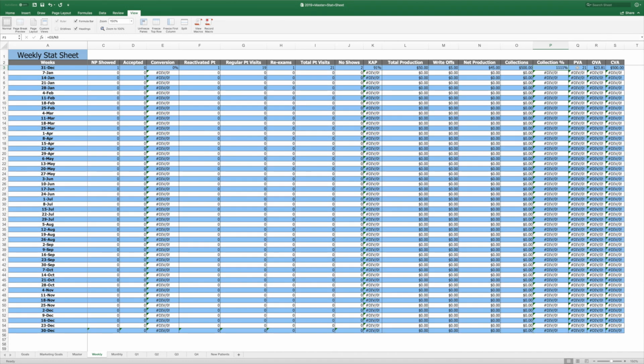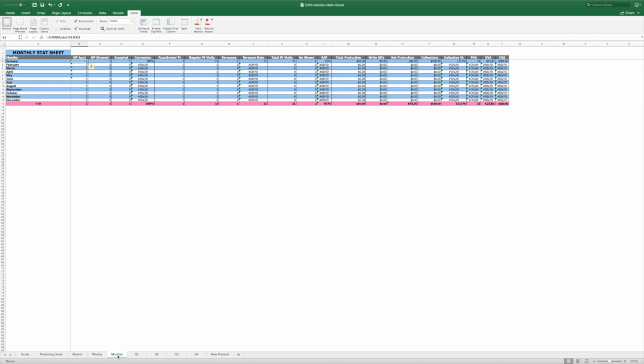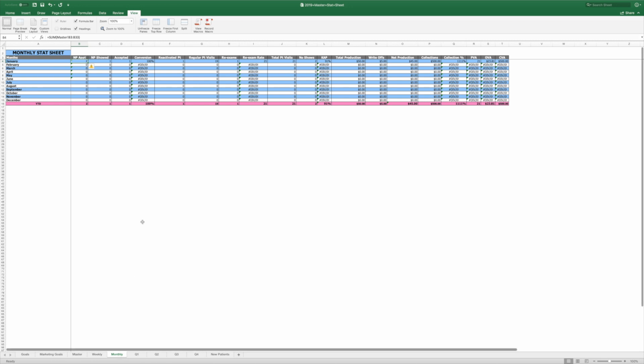Next up, we have our monthly tab. Our monthly tab is another one of my favorite tabs. This tab allows you to see the overall month, what has happened. Again, our new patient appointments, how many were on the books, how many showed up, and how many accepted. So your conversion rate, again, is showed and accepted. Reactivations, regular patient visits, re-exams, and re-exam rate.